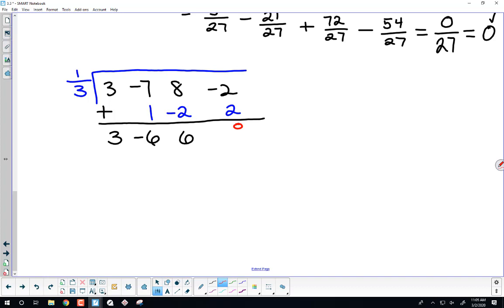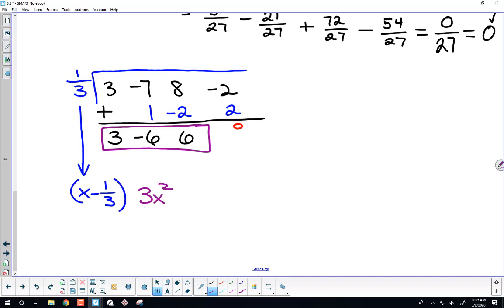So again, what we're dealing with here is the factor of x equals a third. That corresponds to what factor? X minus 1/3, multiplied by our quotient. This stuff right here is our quotient. Those numbers correspond to what in terms of x? Yes, that is 3x squared minus 6x plus 6.